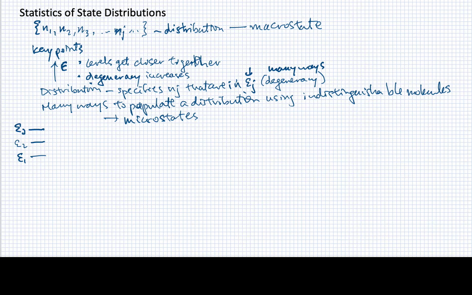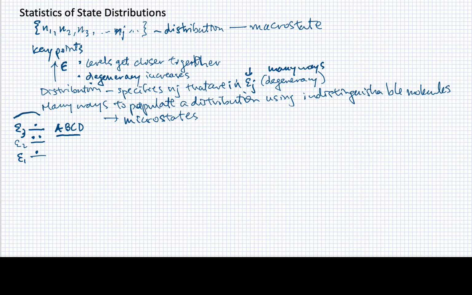Now I'm going to go a step further and say, at least for the time being, that I can label those molecules. I'm going to label them A, B, C, and D so that I can keep them straight. Now what I want to know is how many different ways can I populate this distribution with these 4 molecules.